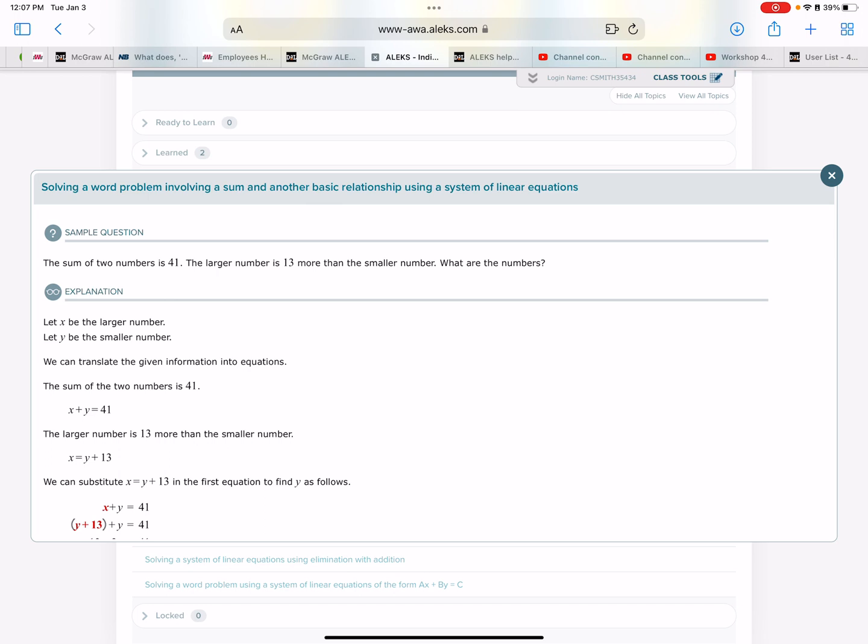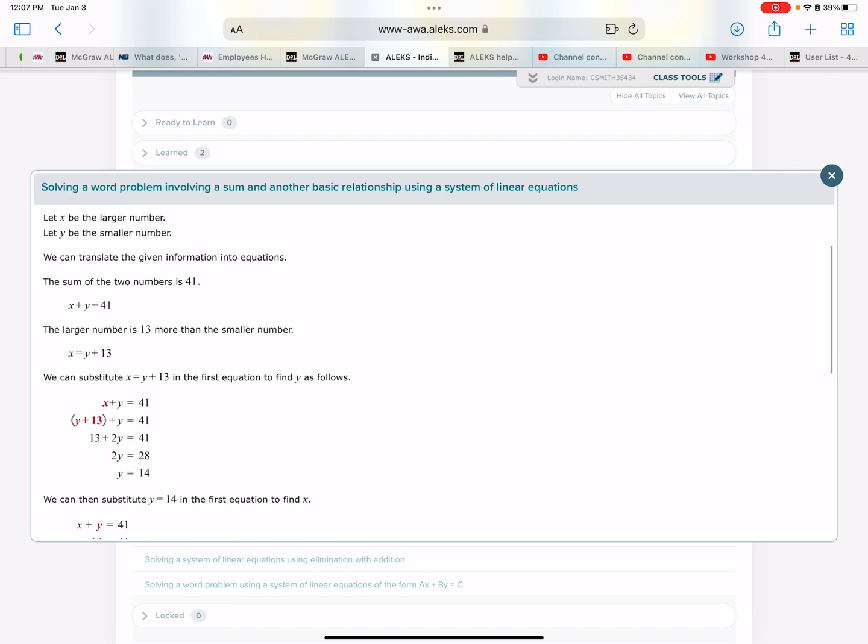Then it says the larger number. So let's say, okay, let's have x be the larger number, is y plus 13. Once we have that, we're going to go ahead and plug in y plus 13 for x, as you can see we did here. And we solve for y equals 14.